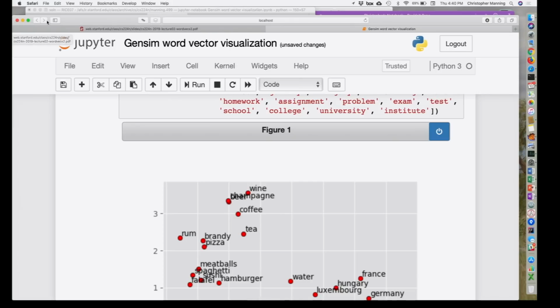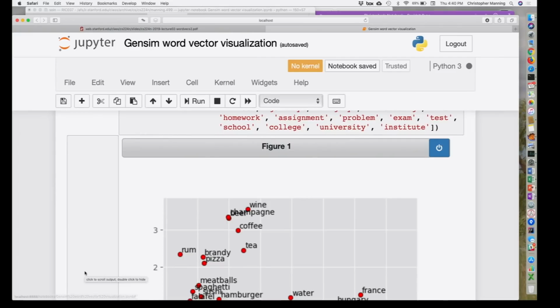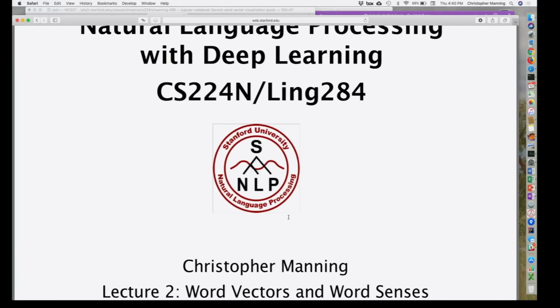Okay, so that's that. And if you haven't used the IPython notebooks before and you don't want your computer to run really slowly, it's a good idea to halt your IPython notebooks when you're not going to be using them anymore, especially if they're computing something. Okay.